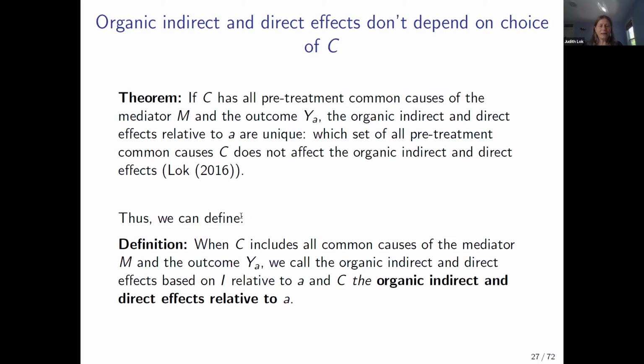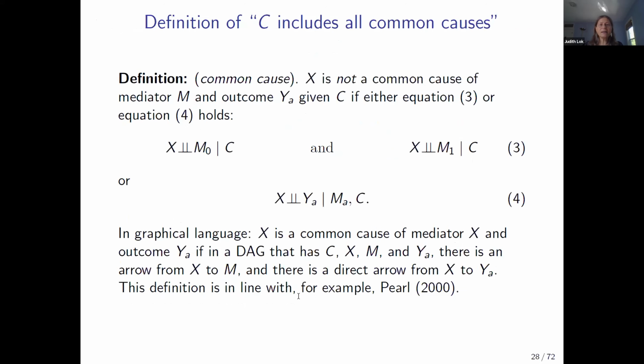Therefore, we can define, and this was suggested to me by one of the referees, when C includes all common causes of the mediator M and the outcome Y_A, we call the organic indirect and direct effects based on I relative to A and C the organic indirect and direct effects relative to A. So now the dependence on C has disappeared, as long as C has all common causes of the mediator M and the outcome Y_A. And one can define this very similarly to what Pearl has.